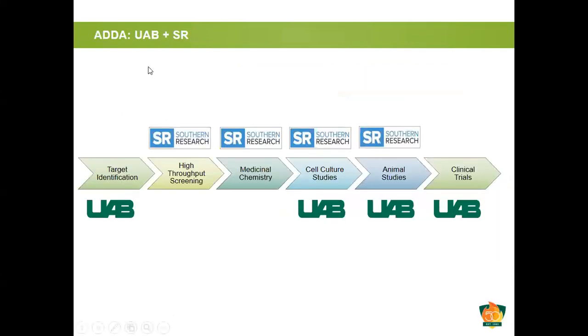And this is kind of how we divide the labor. Target identification, so really coming up with new ideas, is the majority of UAB's domain, with all the research that we have going on. Southern Research, like I said, has state-of-the-art high throughput screening. They have great chemists, a group of 40, 50 chemists over there. And then we evaluate in cell culture studies and animal studies, depending on what needs to be done, out of Southern Research or at UAB.